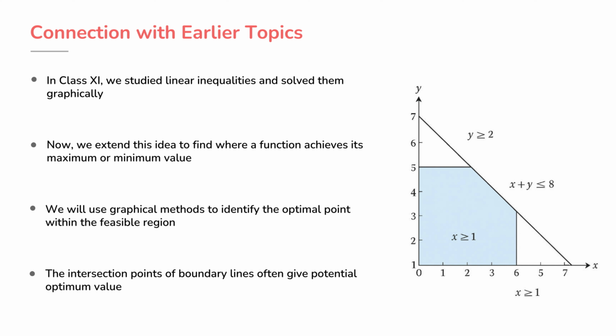To find the answer, we plot all the inequalities, find the region where they overlap, that's the feasible region, and then look for the point that gives the highest or lowest value of the objective function. These corner points, where boundary lines meet, are especially important because the optimum value always occurs at one of these corner points. And that's the beauty of the graphical method. You can see where the best solution lies.